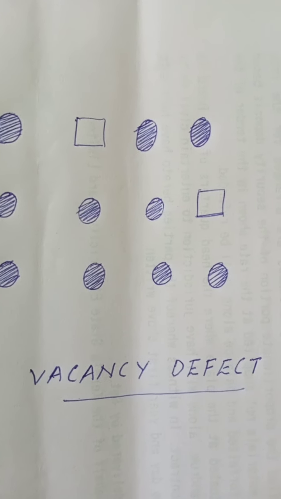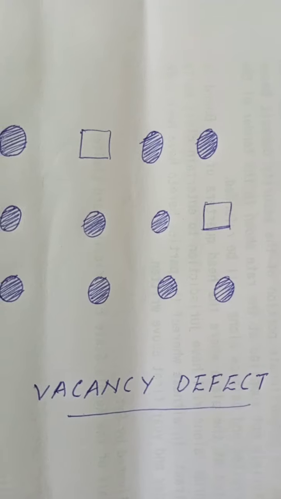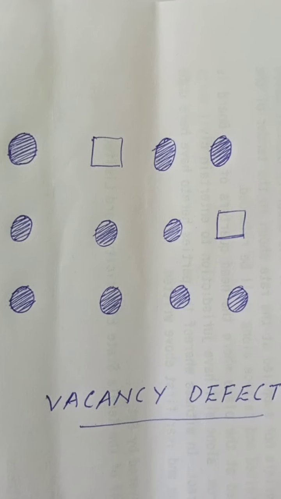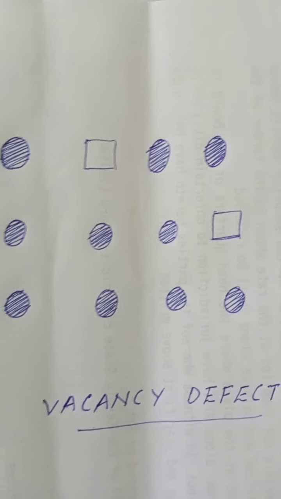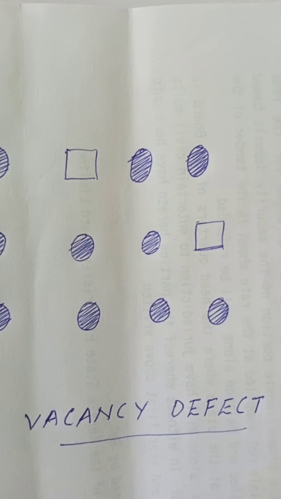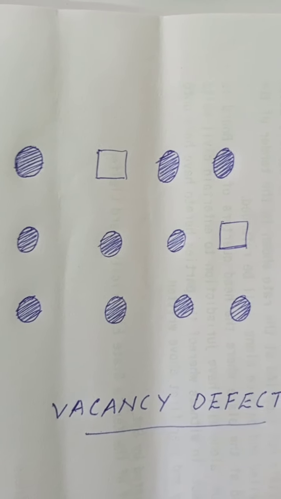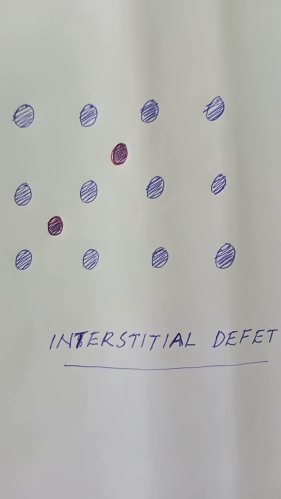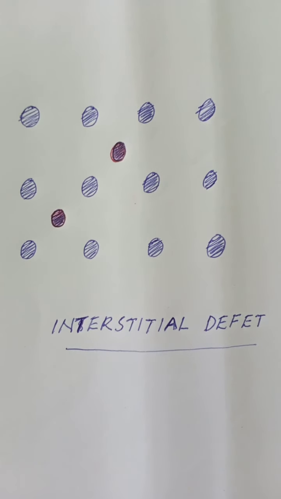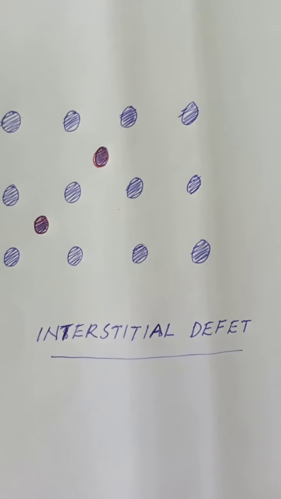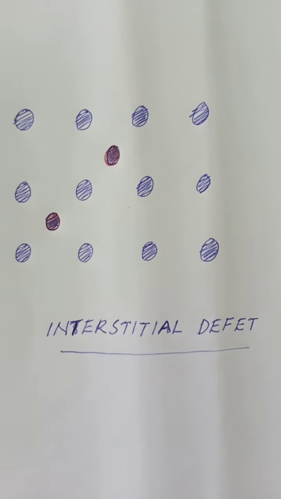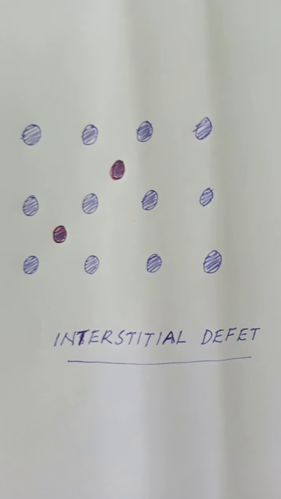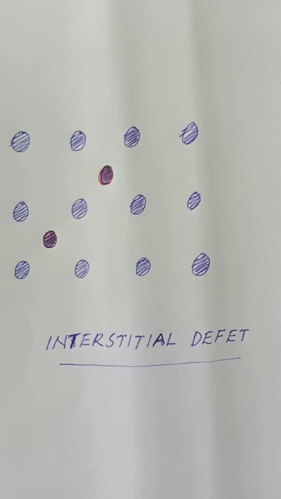Vacancy defects. When some of the lattice sites are vacant, the crystal is said to have vacancy defects. This results in a decrease in density of the substance. This defect can also develop when a substance is heated. Interstitial defect. When some constituent particles, atoms or molecules occupy an interstitial site, the crystal is said to have interstitial defects. This defect increases the density of the substance.